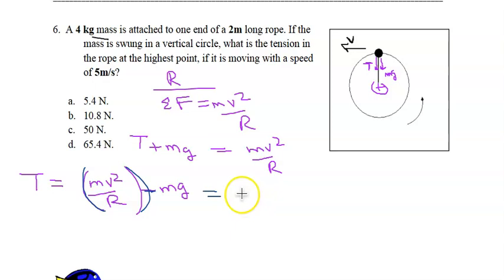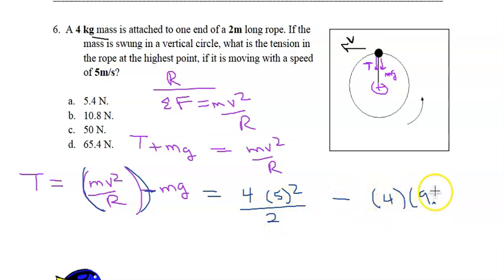Okay, so now we can plug in numbers. We have 4 kilograms times 5 meters per second squared over the radius, which is 2, minus the weight, which is 4 times 9.8.